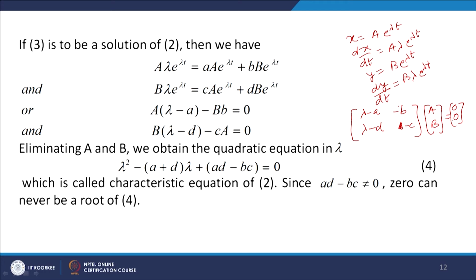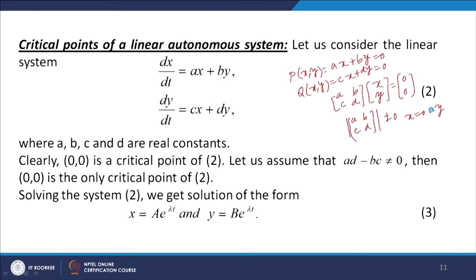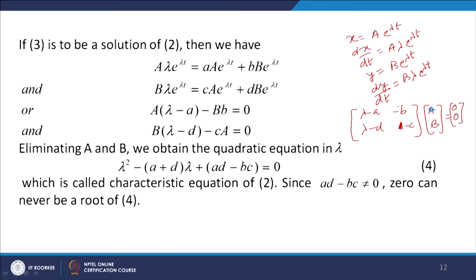Now, if the determinant of this coefficient matrix, λ − a, −b, λ − d, −c, is not equal to 0, then what will happen? We will have A and B equal to 0, 0. So, when A is equal to 0 and B equal to 0, we will get the trivial solution of the autonomous system. So, in order to have a non-trivial solution, let us assume that the determinant of this matrix equals 0.